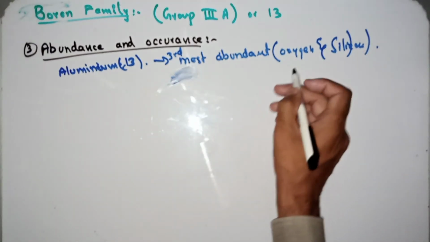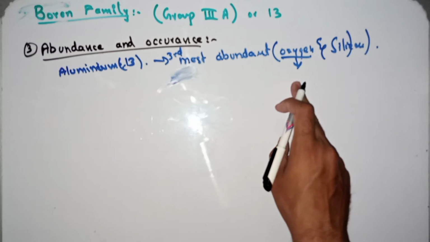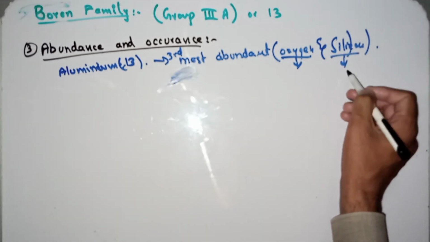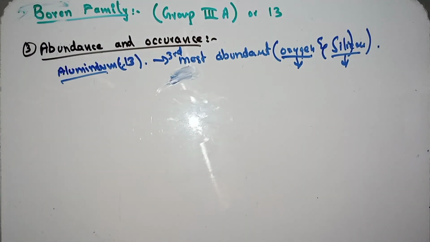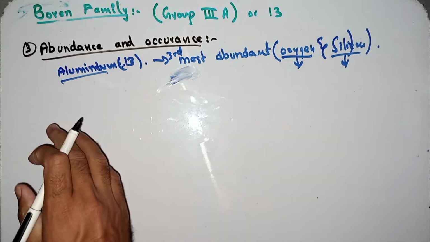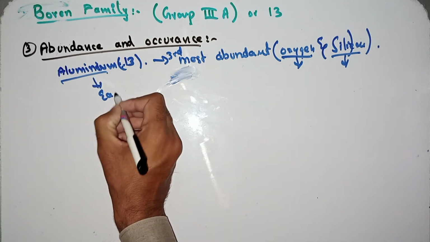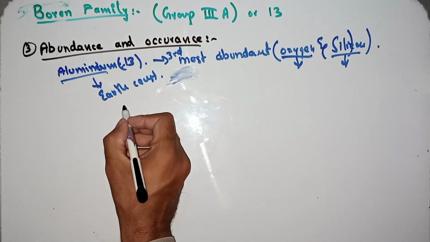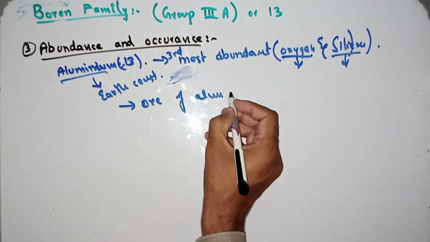In nature, oxygen is first in the earth, in greater amount in the atmosphere and earth, while after that silicon is second most abundant in nature. After that aluminum is the third, the third most abundant in nature, available in the earth's crust. In the earth's crust, the most important ore of aluminium is bauxite.